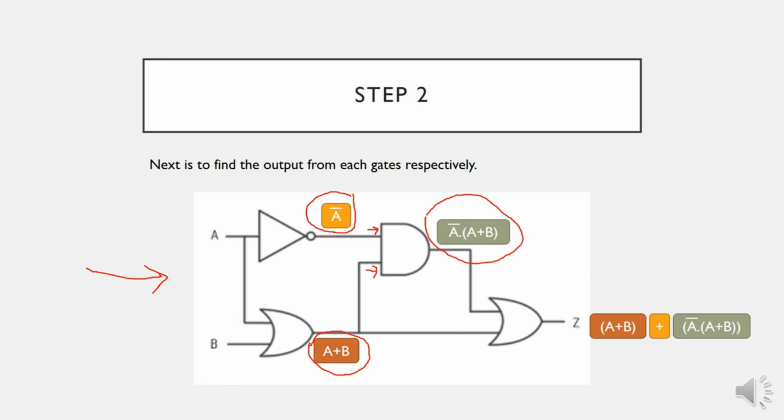And finally, both A or B and the output from the AND gate will go into the last OR gate. Finally, we have the output Z equal to A or B, or (A or B) and A bar. So this is the final output for this logic circuit.